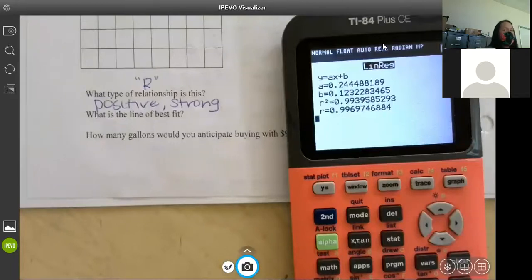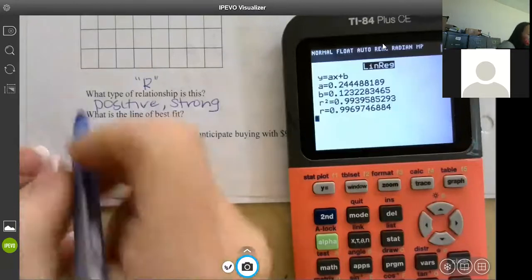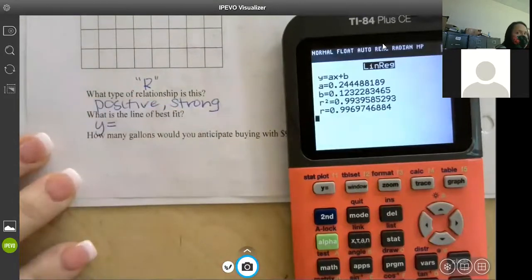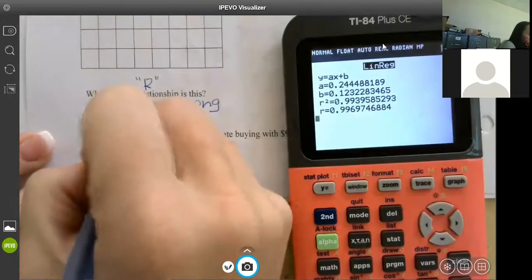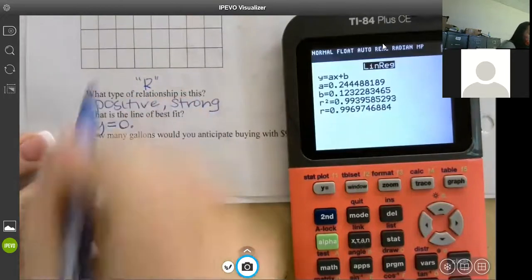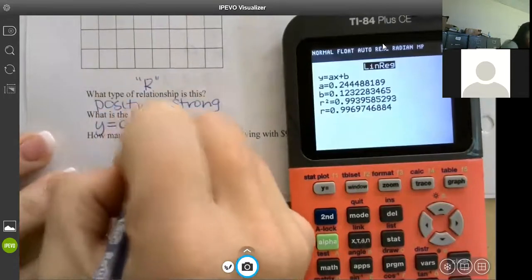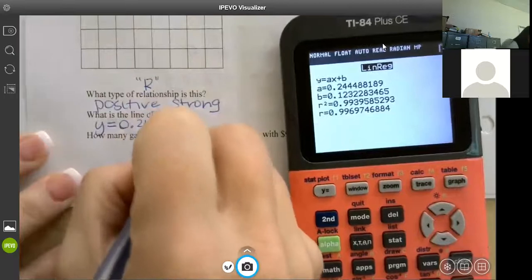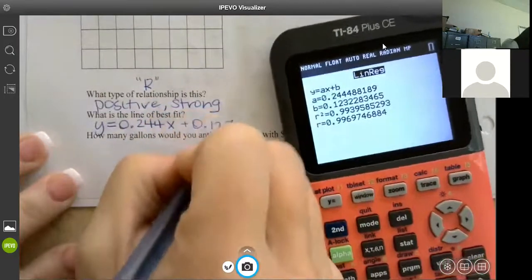All right, so then it says, what is the line of best fit? Remember, that's when we write our equation. Y equals, what is our A? Yeah, and 3 decimals is perfectly fine. Don't forget to put the X behind it. And then our B is a positive 0.123.